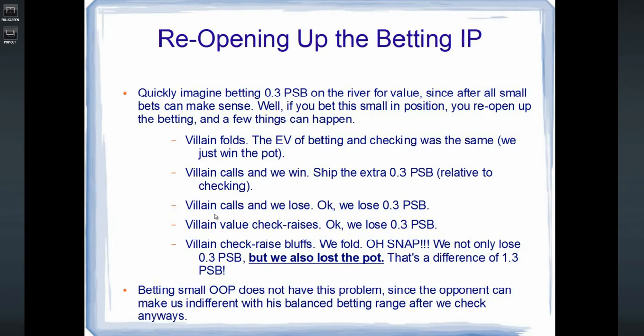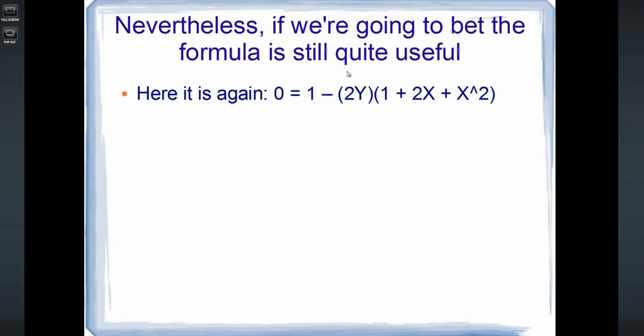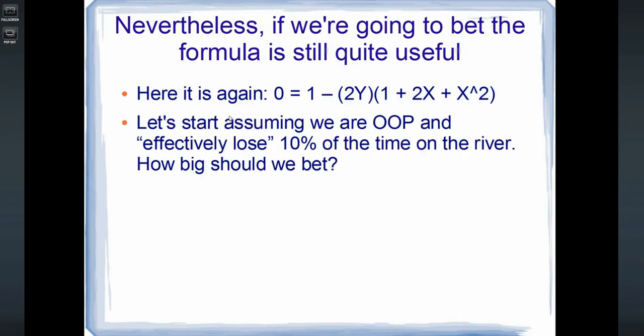So when you use this formula, if it gives you an answer and tells you to bet really, really small and you're in position, you're not going to want to do it because the formula is not taking into account that when you bet small, you reopen up the betting and that lets you get check-raised all in. All right. So nevertheless, if we're going to bet, the formula is still quite useful. Here it is again. So there it is in all its glory.